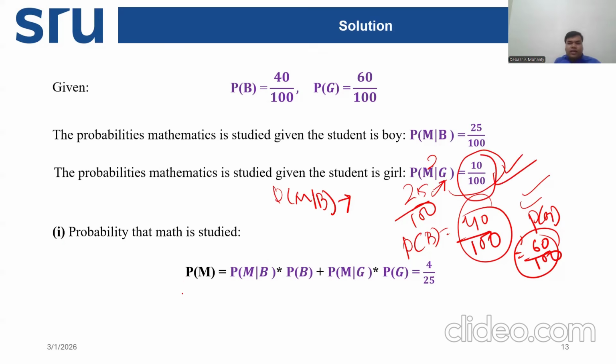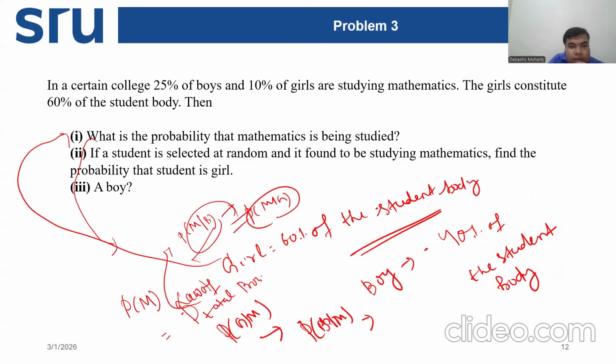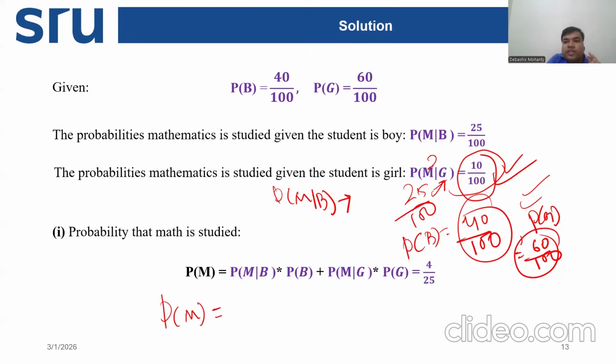So students, already I have discussed. What do we need to calculate? We need to calculate the probability of M, the probability of mathematics. You need to see the question: what is the probability that mathematics is being studied? So the probability of M means the probability that mathematics is being studied.